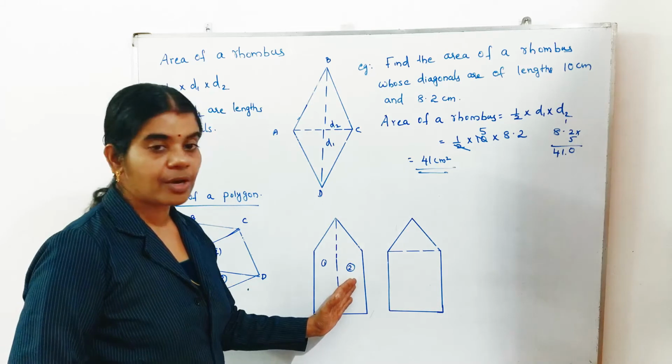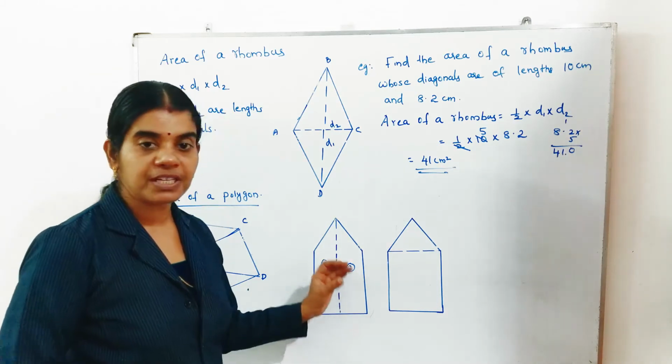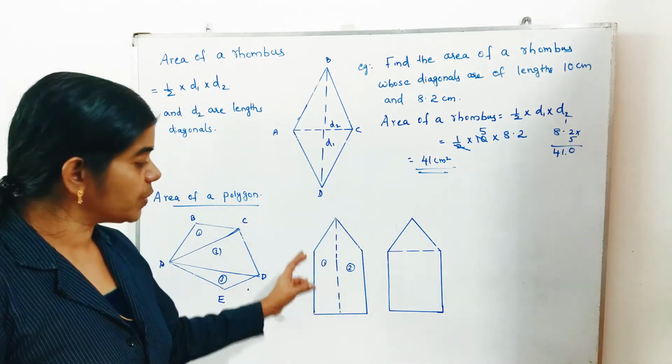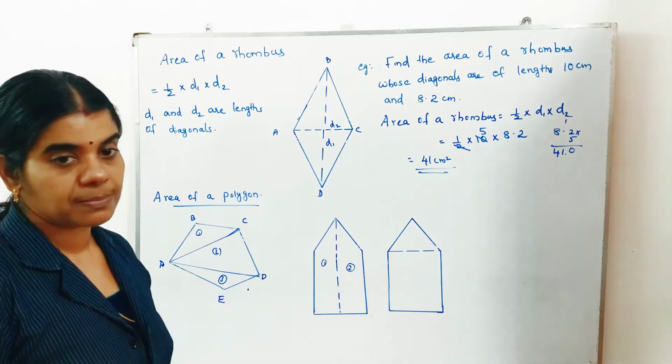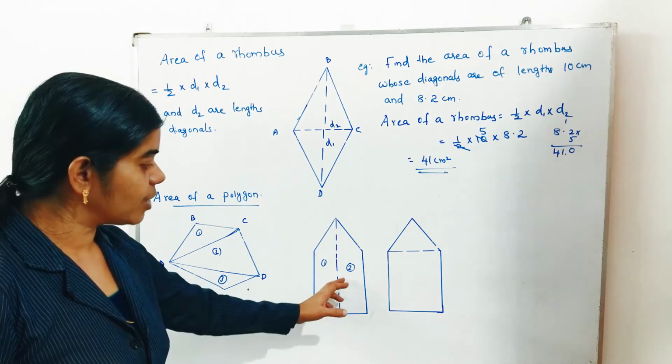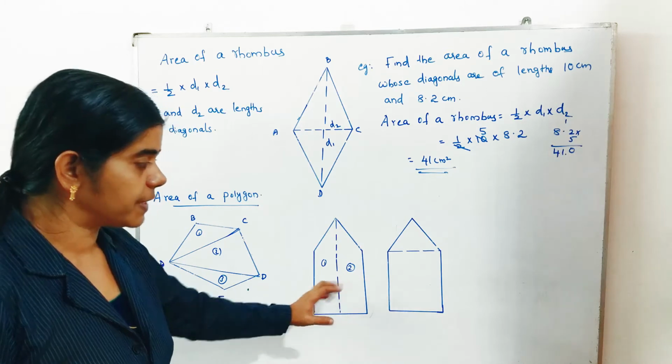Then we will find the area of the second part, which is also in the shape of a trapezium. Then we add these two, and we will get the area of this field. This is also a five-sided figure, a pentagon.